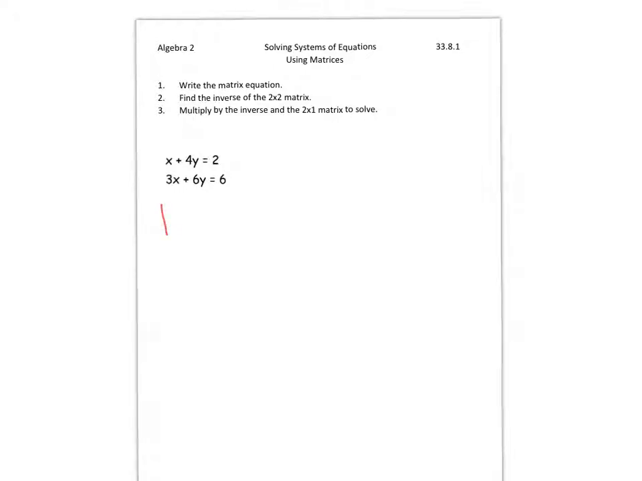So then you can pull out the coefficients. This is called the coefficient matrix. So there's a 1 in front of an x, there's the 4 in front of the y, there's a 3 in front of the x in the second equation, and a 6 in front of the y.